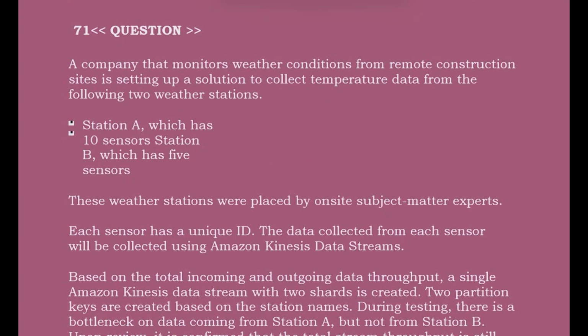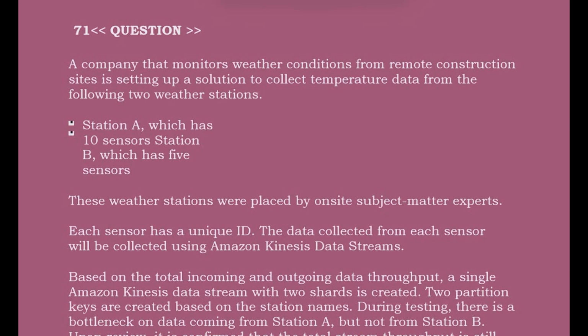Question is, a company that monitors weather conditions from remote construction sites is setting up a solution to collect temperature data from the following 2 weather stations. First, Station A, which has 10 sensors. Second, Station B, which has 5 sensors. These weather stations were placed by on-site subject matter experts. Each sensor has a unique ID.